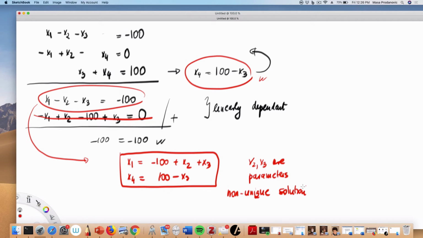Now, whether I could have set x1 and x4 to be parameters, that's really up to me, how I'm going to express it. There's multiple ways to express this. But ultimately, I have two things that I set. Those are parameters, and the other ones I find according to these equations.